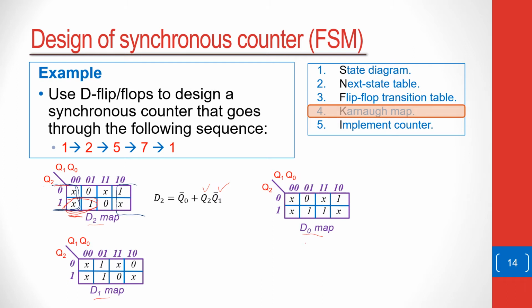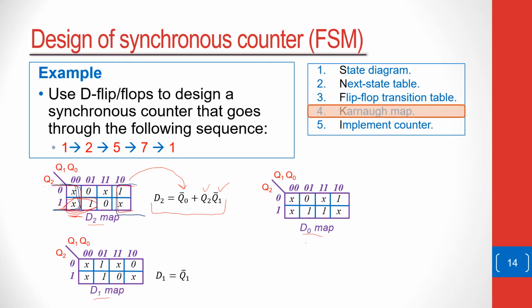And if we look at this group, we see that Q2 changes because you can move up and down the group, so Q2 is eliminated. But as we move from here to here, we see that Q0 remains 0. So we have Q0 bar. So this group gives us that. So now it means at the input D2, we should have these combinational circuits.